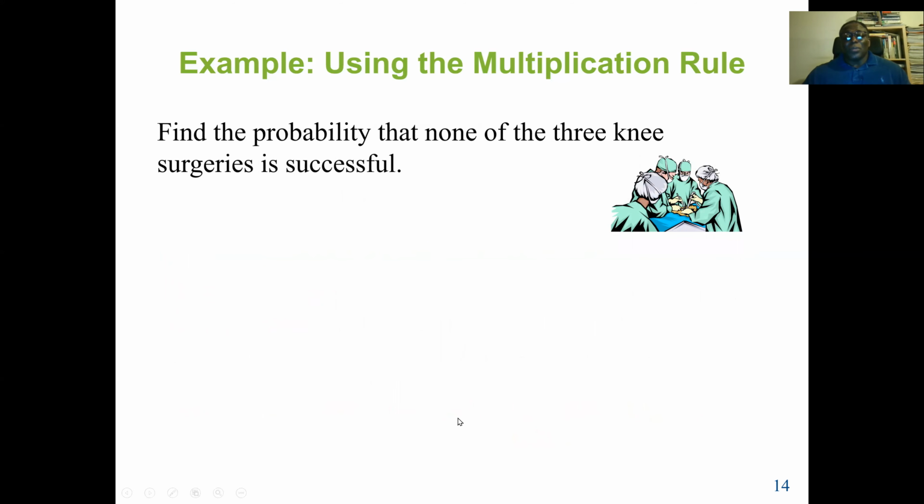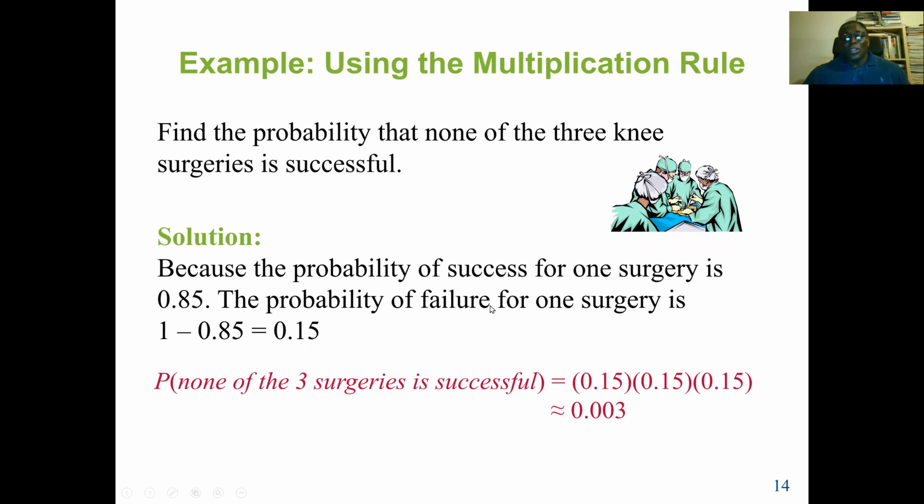So here they say we should find the probability that none of the 3 knee surgeries is successful. None of them. The success is 0.85. So not successful will be 0.15. And since it's 3 surgeries, we multiply 0.15, 0.15, 0.15. And that gives us 0.003.